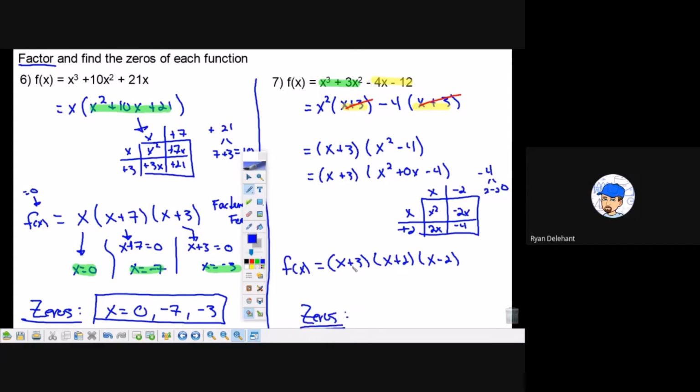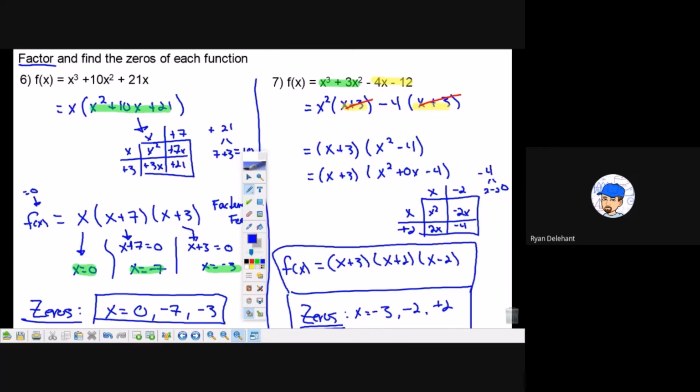And I'm not going to write them this time, but we know this one gives us -3. This one gives us -2. This one gives us positive 2. So there's our zeros, and there's our factored form.